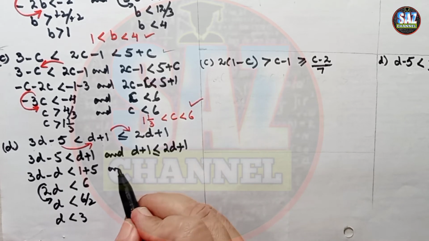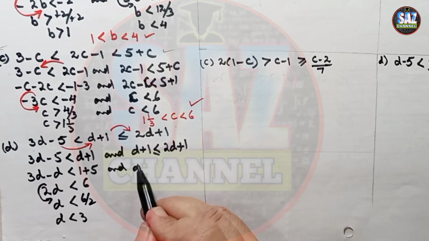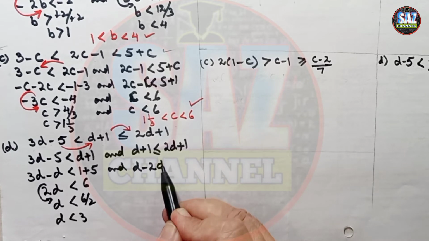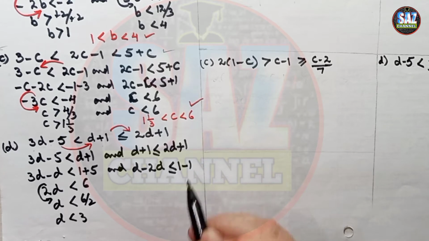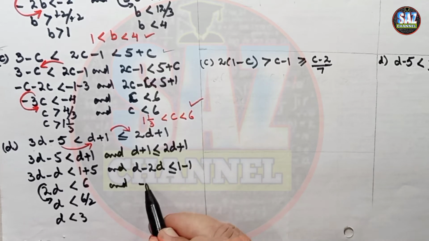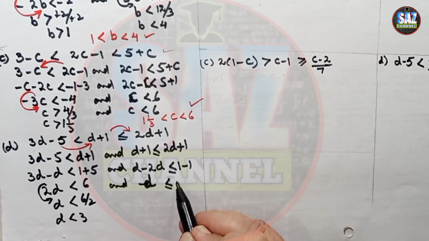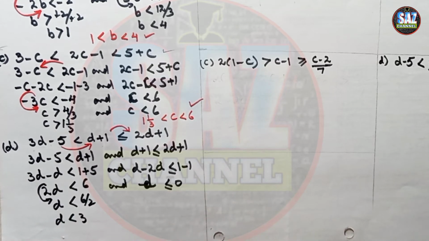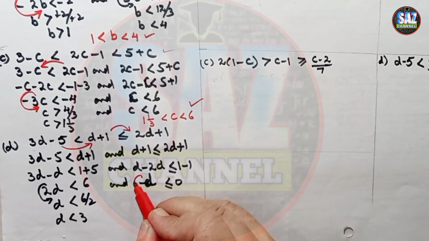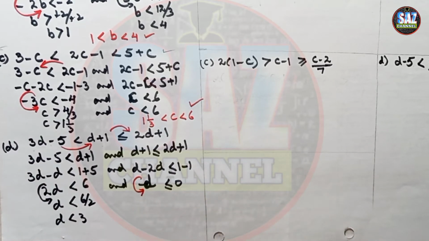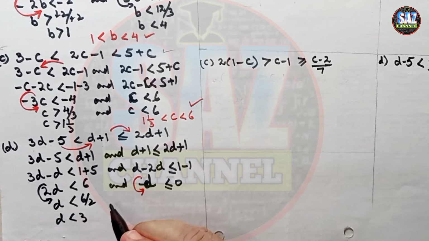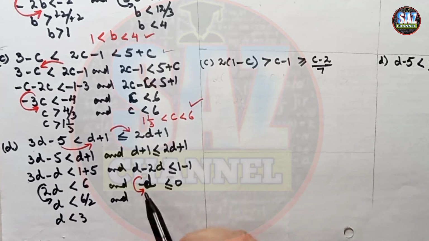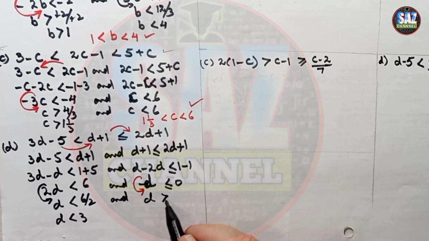And now solve the other part of the inequality, that d minus 2d is less than or equal to 1 minus 1. Minus 2d, d minus 2d will give me minus d. Minus d is less than or equal to 0. In order to make the variable positive, I have to multiply both sides with the negative sign, and whenever I multiply by a negative sign in inequalities, I have to reverse the direction of the inequality. So d is greater than or equal to 0.